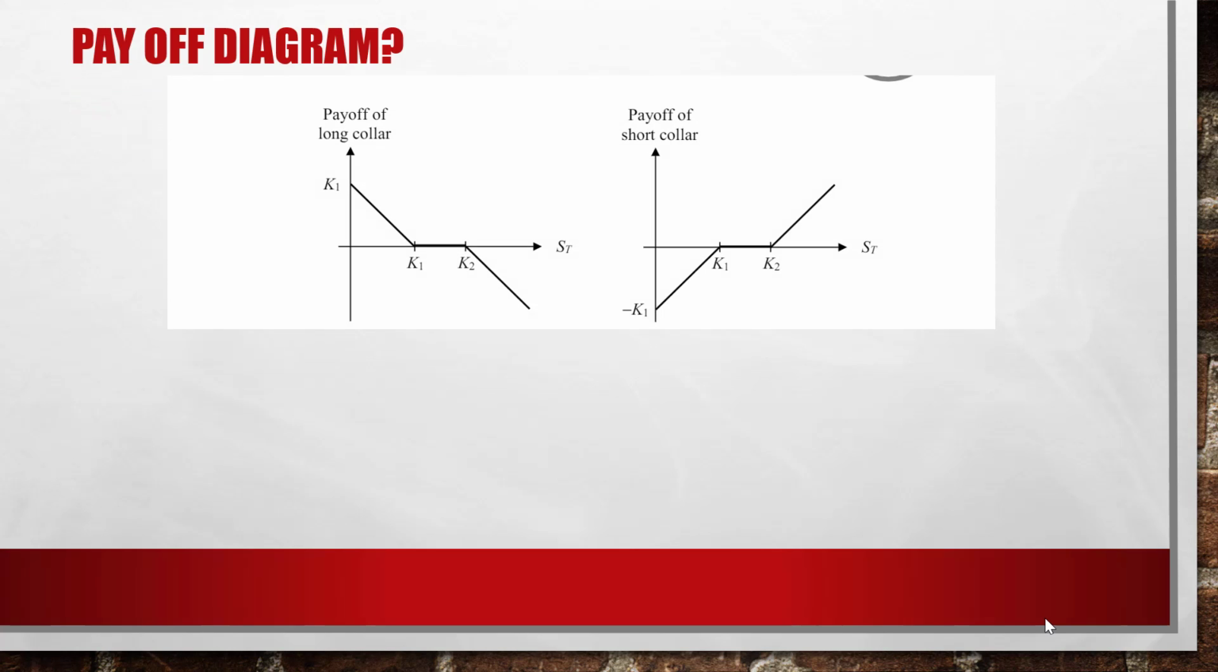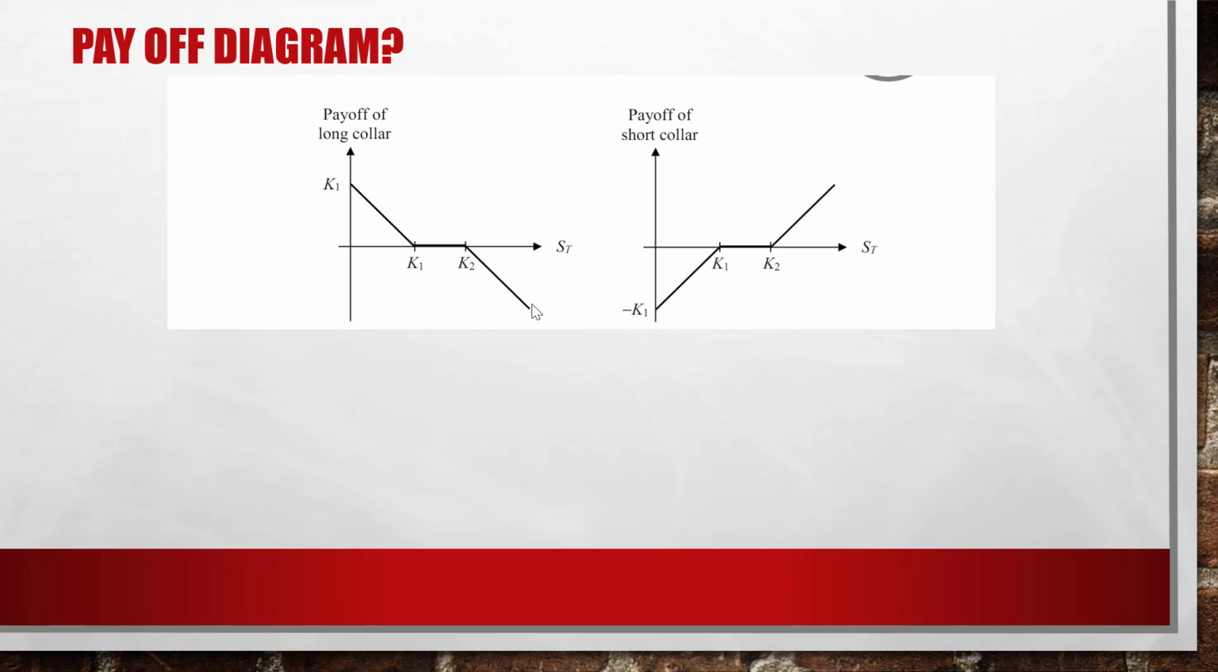First, when we look at the long collar and the short collar, for the long collar, the payoff is a downward line, right? When the stock price is less than K1, the payoff is exactly K1. When the stock price is between K1 and K2, the payoff is 0. And when the stock price is greater than K2, we follow this line, right? It should be minus K2 minus K1.